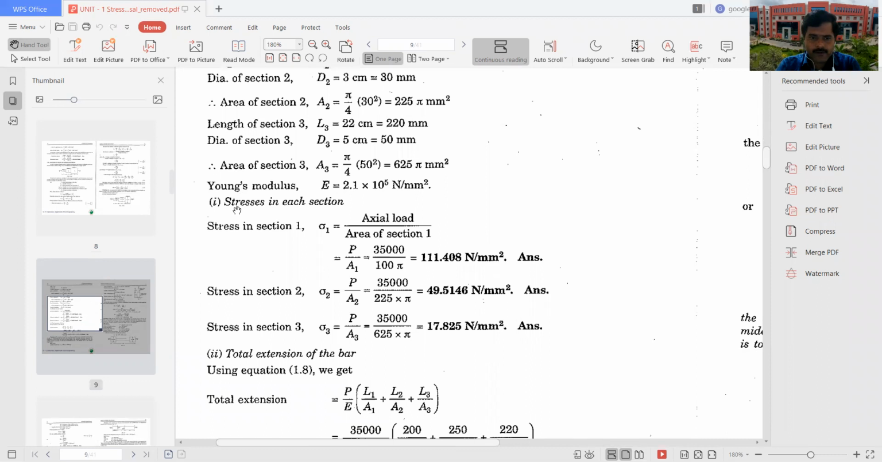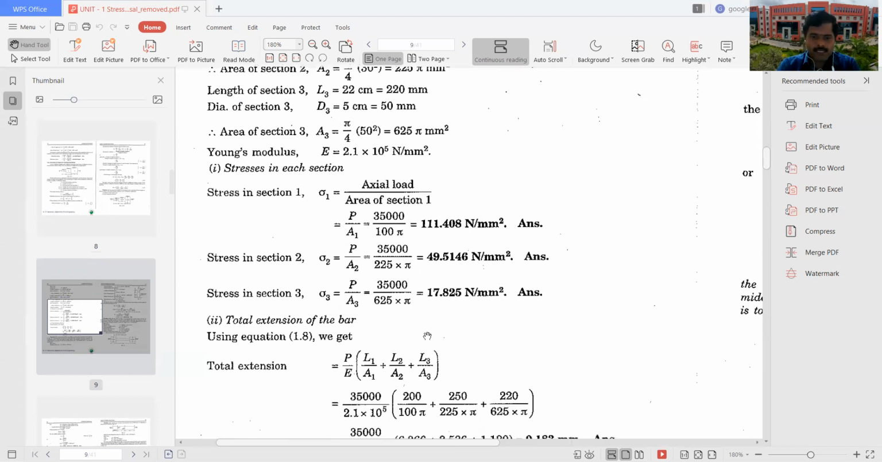First, they ask you to find out the stresses in each section. So stress in section 1, sigma 1, is equal to the axial load divided by the area of section 1. So P by A1. P is 35,000 divided by A1, 100 pi. If you substitute, you will get the stress value 31.408 Newton per mm square. So load in Newton, area in mm square, so Newton per mm square is the stress value. Similarly, sigma 2 is P by A2, P you know, A2 value you know, and similarly sigma 3, P you know, A3 you know. So you will get the answers sigma 1, sigma 2 and sigma 3.